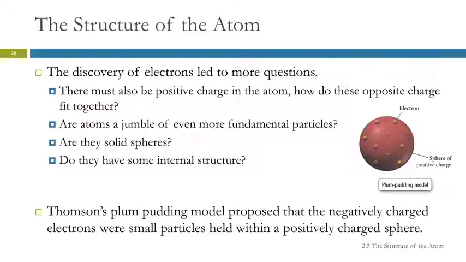So we've seen the negative one. There's got to be a positive one, or are there a whole bunch of other ones in there? They didn't know. Are atoms solid spheres? How could they be when they have these individual particles in them? What are those little particles like? Are those solid spheres? Or do they have some sort of internal structure as well?